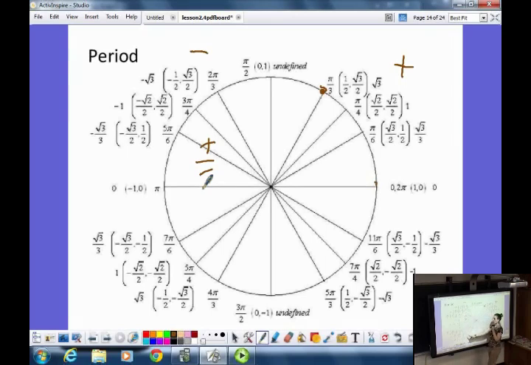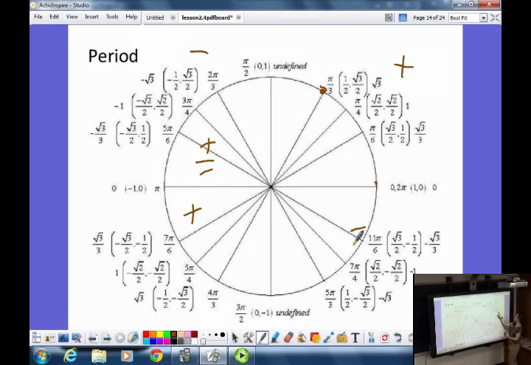So what's tangent's sign in quadrant 3? Positive. In quadrant 4? Negative. So if I go around, I have positive, negative, positive, negative. Is that a pattern? Can you already tell that it's a pattern? So we don't have to go around the whole 2 pi to find a pattern. We can just go half the circle, pi, and the values are the same, because they go the same pattern.